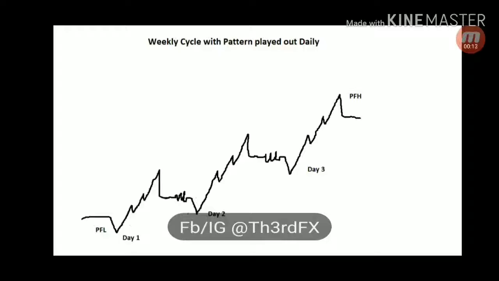What you see on your screen right now is just my visual interpretation of the weekly cycle and the pattern playing out each day. I'm hoping to do this 2-minute tip drill to give you some clarity in the difference between when I say recognize the pattern, which is consolidation, stop hunt, and trend continuation, as opposed to the cycle itself, i.e. the daily cycle, the weekly cycle, or the monthly cycle.